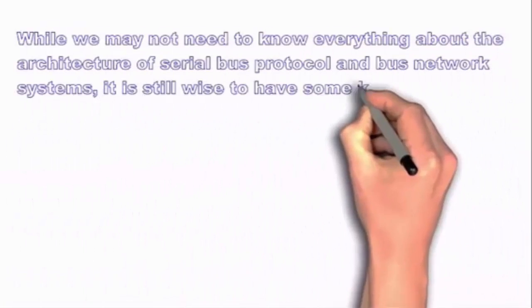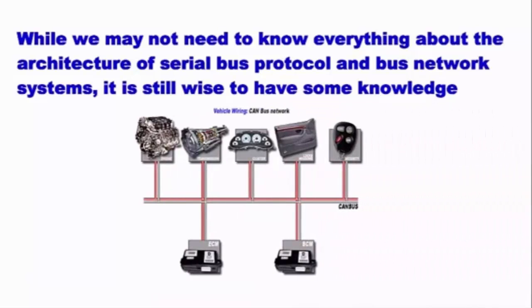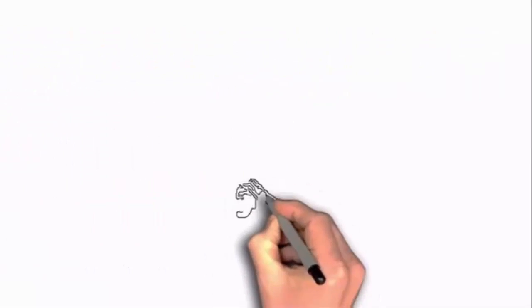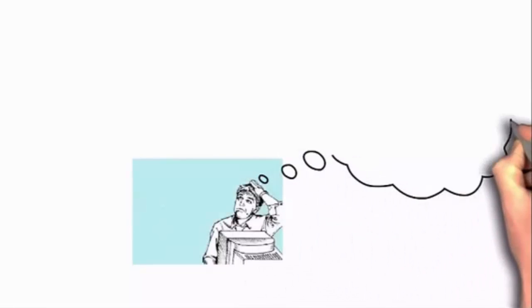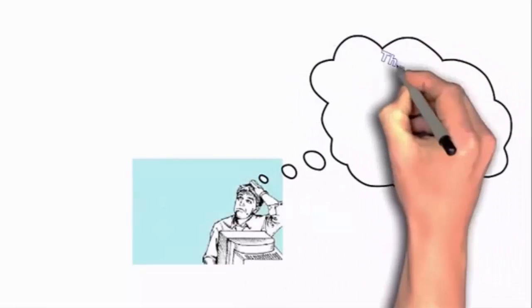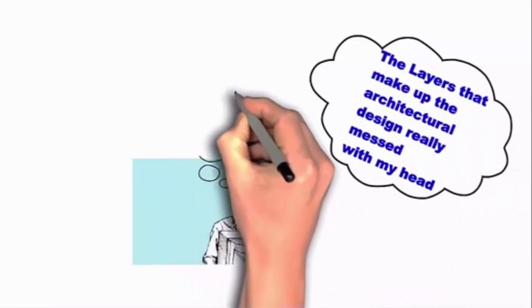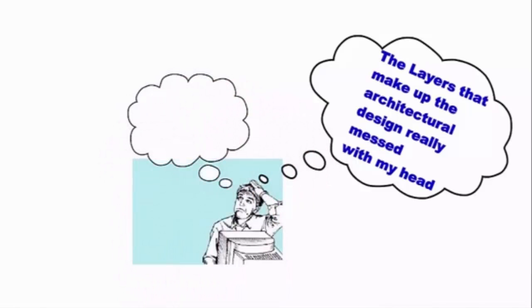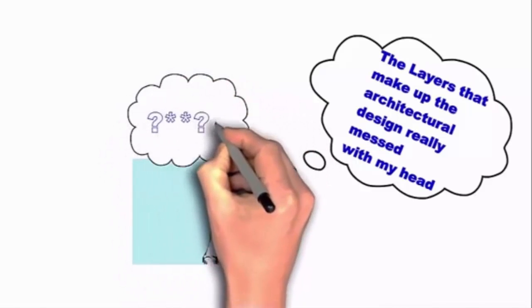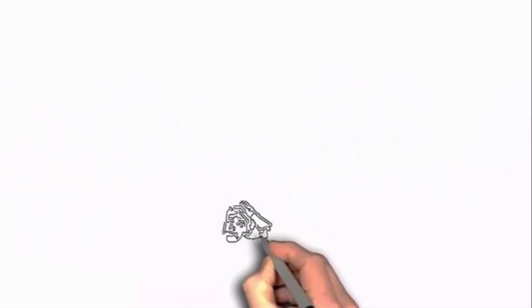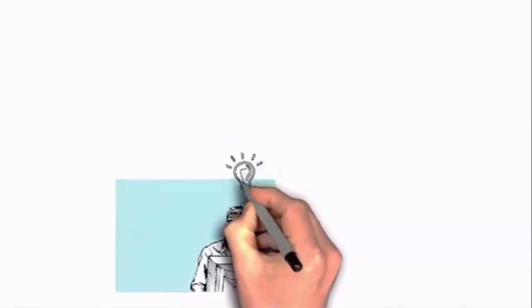We may not need to know everything about the engineering architectural makeup of the serial bus protocols and bus network systems. But in saying this, it is still wise to have a good knowledge of the design and how it all works. The layers that make up the architectural design really messed with my head as I tried to comprehend what I was reading. What do they mean? And all these layers that we have all heard make up, say, the CAN bus protocol. I do not know about you, but when something messes with my head, I tend to want to give up. I have since learned that this is computer talk for the physical network components and the software.